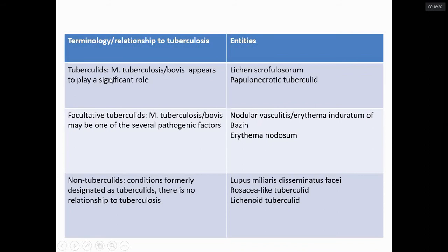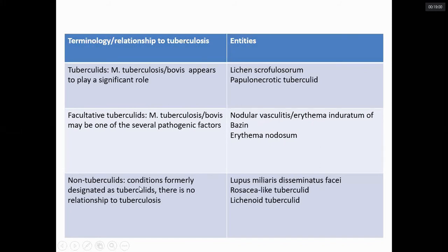Tuberculosis appears due to either Mycobacterium tuberculosis or bovis, and the entities that develop are lichen scrofulosorum, papulonecrotic tuberculosis, and facultative tuberculosis, which can occur due to Mycobacterium tuberculosis and bovis. And the entities that develop are nodular vasculitis or erythema induratum of Bazin and erythema nodosum.